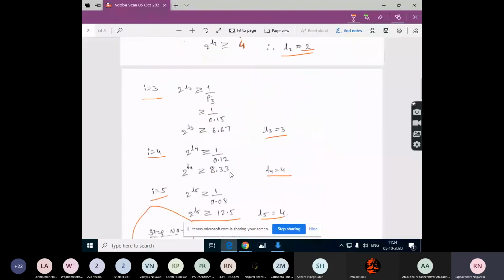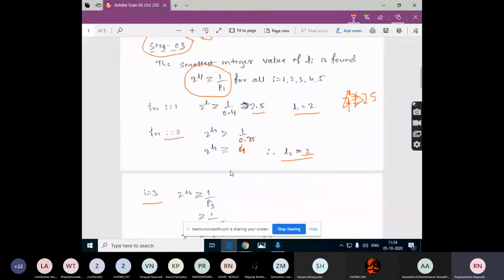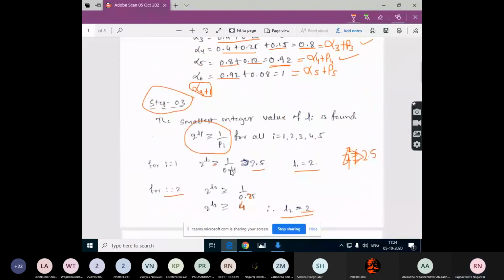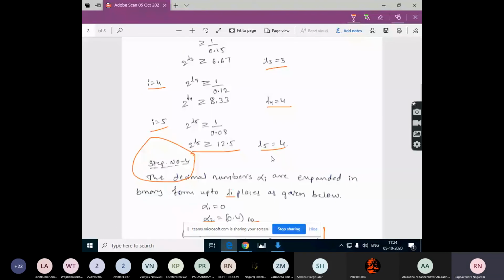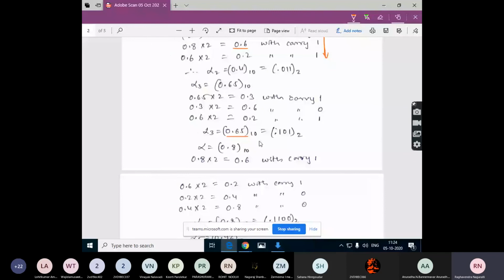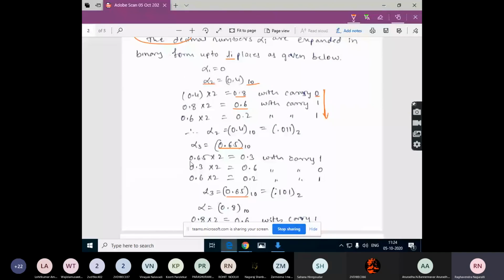Okay, now alpha 3. How much we got alpha 3? Alpha 3 is equal to 0.65 in the decimal form. So converting this by multiplying by 2. 0.65 into 2, how much you will get? 1.3. So it is 0.3 with carry 1. So 0.0, carry 0, is 1.2.